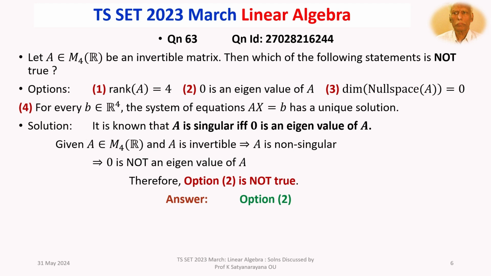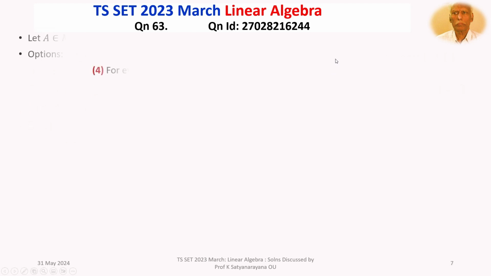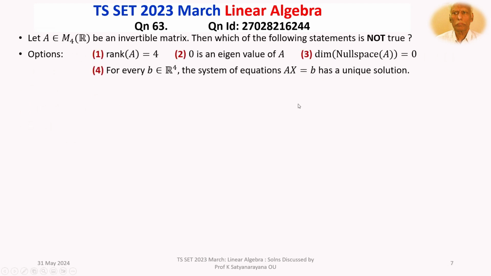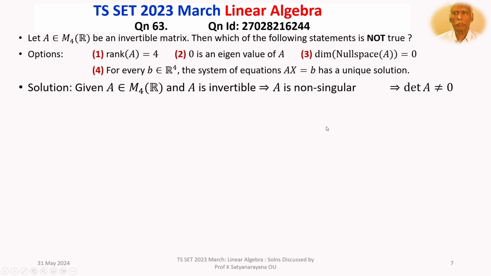But some of our students will ask, Sir, why don't you prove the remaining options? Yes, I will do that. So I will now prove the remaining options are true. That's our given question, and we are given A belongs to M4 over R, A is invertible, means A is non-singular, means determinant of A not equal to 0. Take option 1. When determinant of A not equal to 0, then what will be its rank? The rank of A is 4. Therefore, option 1 is true.